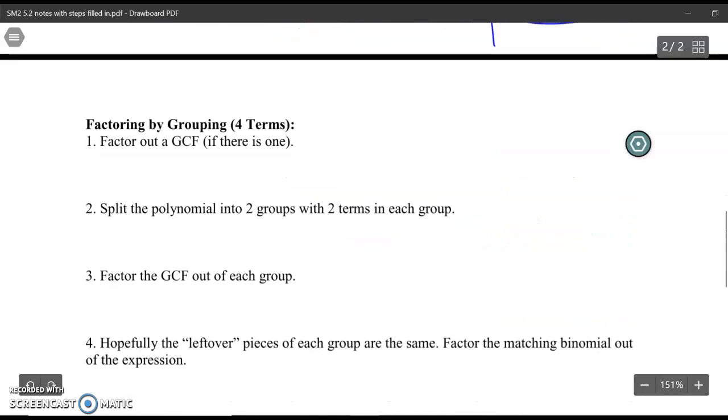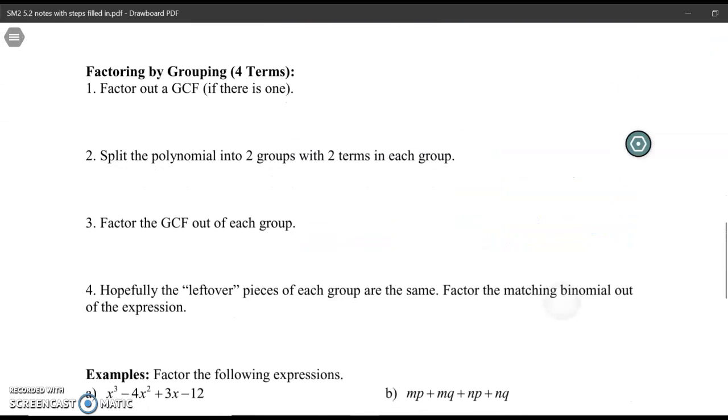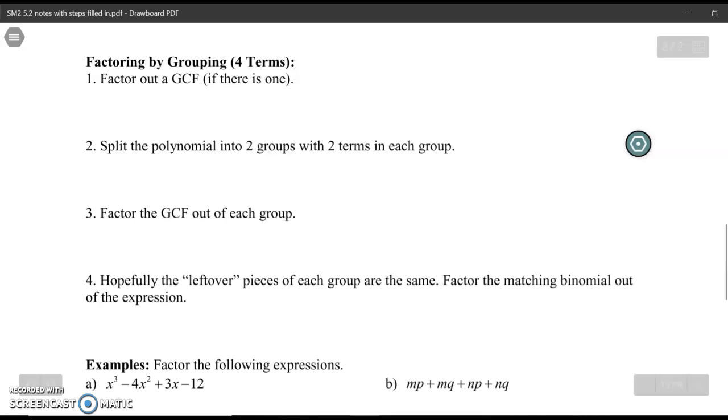in our next kind of factoring method. Okay? Our next kind of factoring is factoring by grouping. Okay, so our step one is always to factor out a greatest common factor if there is one. Next, I split the polynomial into two groups with two terms in each group. Then I just look at each of the groups and find the greatest common factor of each group. Okay, so let's take a look at what that would look like.